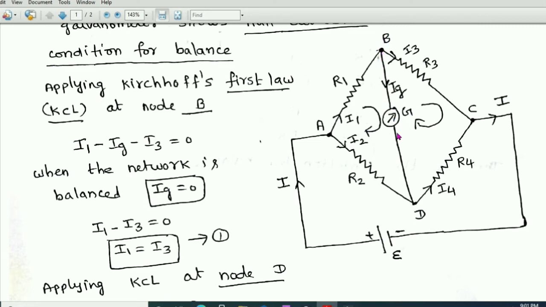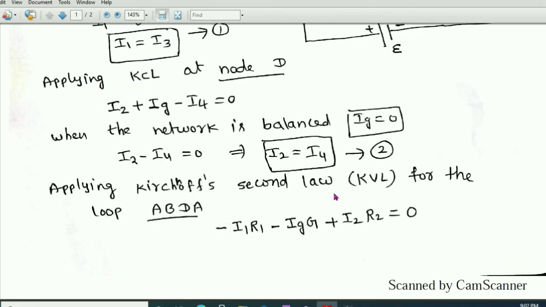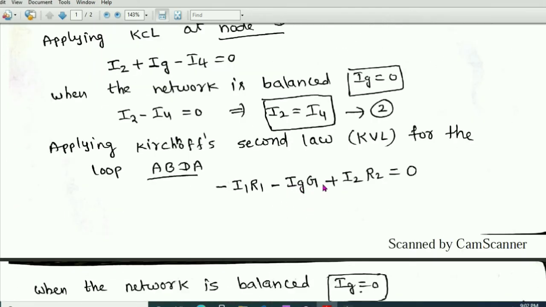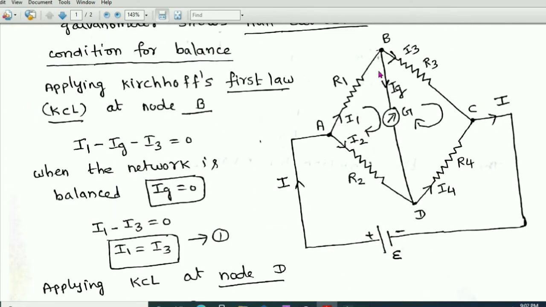B to D means we are moving in the same direction of current. That current is IG. We are moving in the same direction of current, so again the IR product is taken as negative. Here R means resistance. The resistance of the galvanometer is G. The product means IG into G. From B to D means in the same direction, and same direction means minus. So minus IG G. That is from B to D.